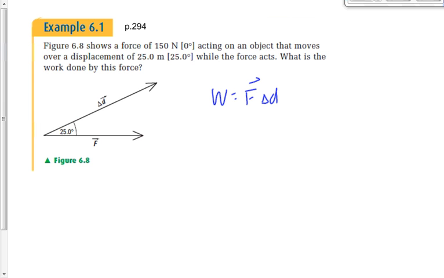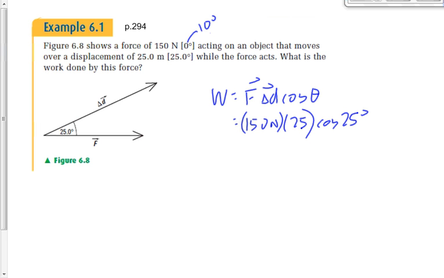Now, it's also good at delta E, right? But the delta E part isn't relevant here. It's FD cos theta. The force is 150 newtons. The displacement is 25 meters. Hey, if this was, let's say, 10 degrees, clearly the angle that we're going to use here is 25 degrees.